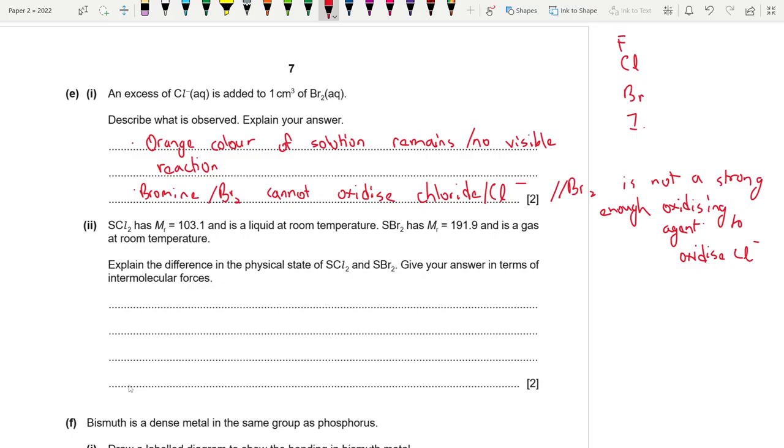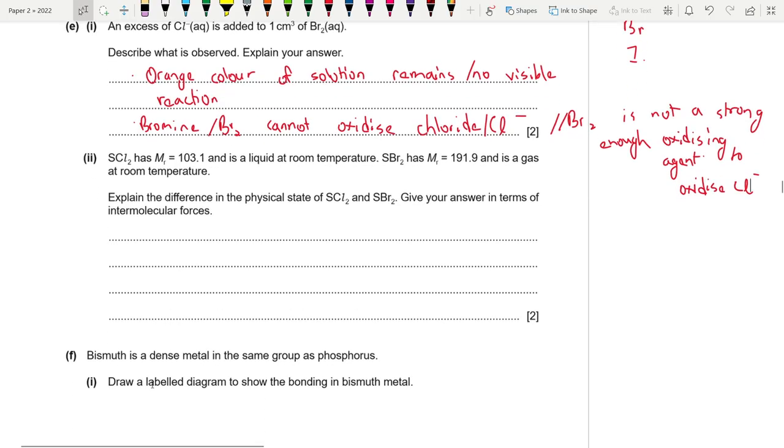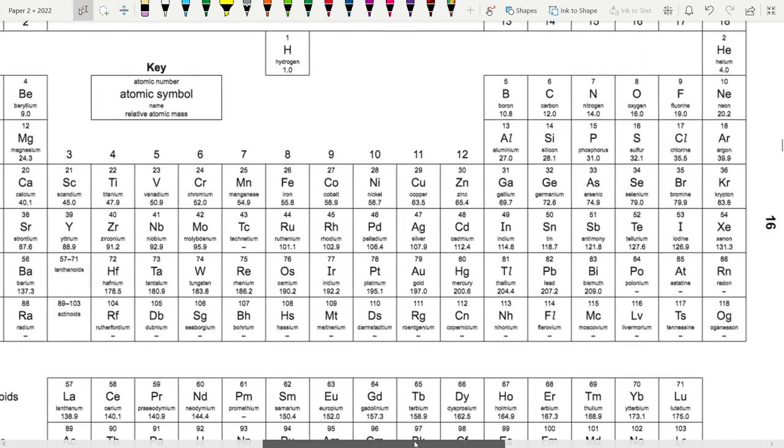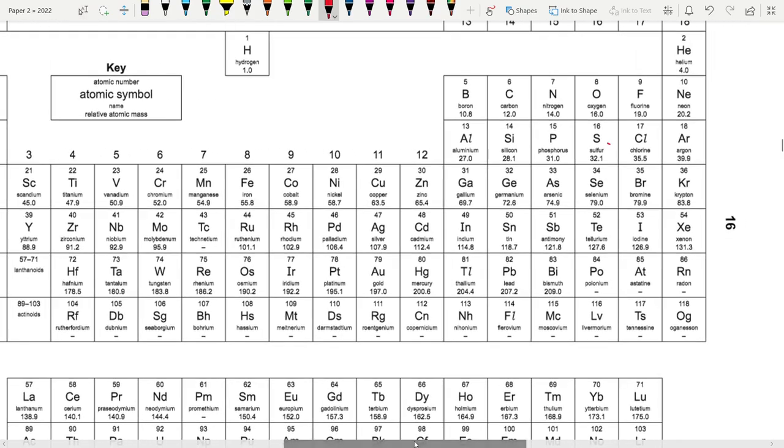SCl2 has an Mr of 103.3 and is a liquid at room temperature, but SBr2 has an Mr of 191.9 and is a gas at room temperature. So it has higher Mr, but it's still a gas. Explain the difference in physical state, giving your answers in terms of intermolecular forces. So SCl2 and SBr2, guys, how does it work?